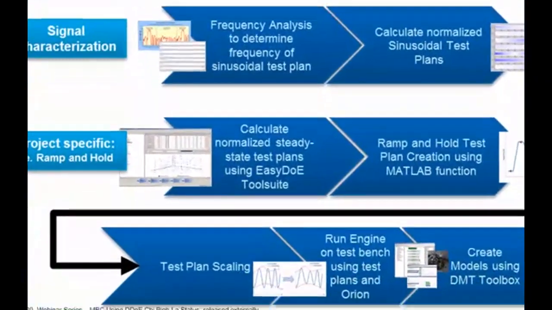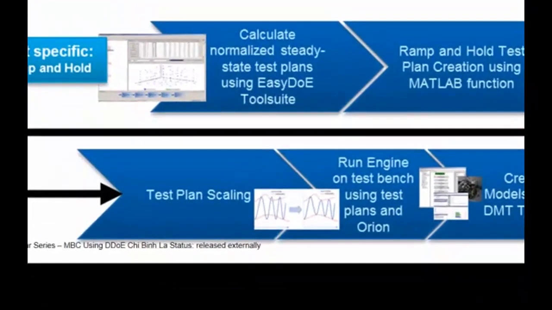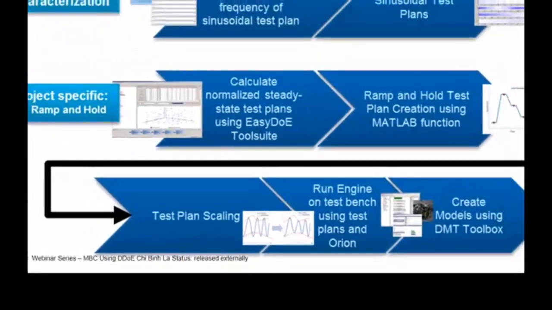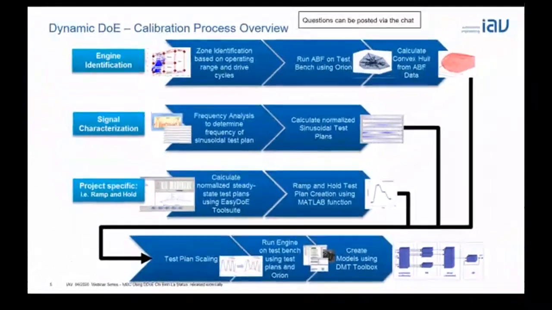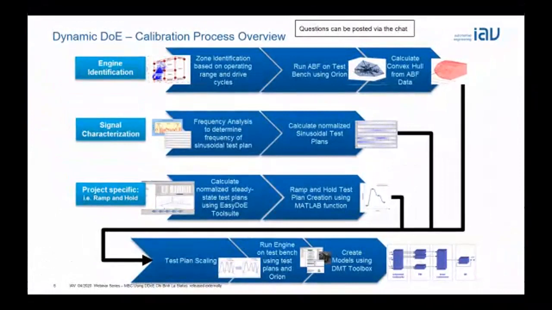These sinusoids are then scaled by the convex hull, such that during calibration, all of the parameters are simultaneously varied on a continuous basis. Additionally, steady-state as well as ramp and hold test points can also be included. The result is a dynamic calibration model that is derived from the transient operation of the engine.